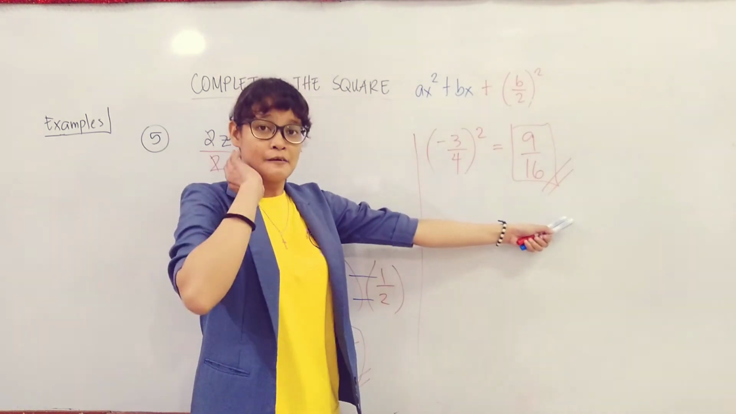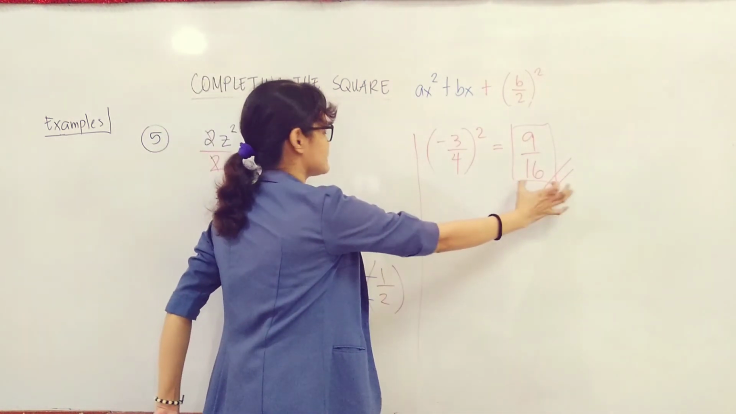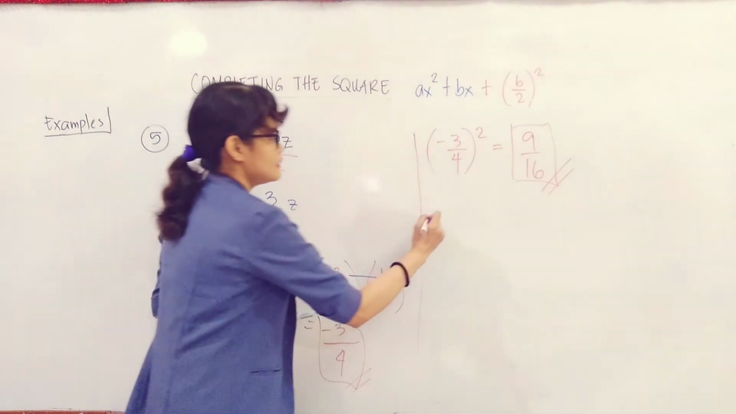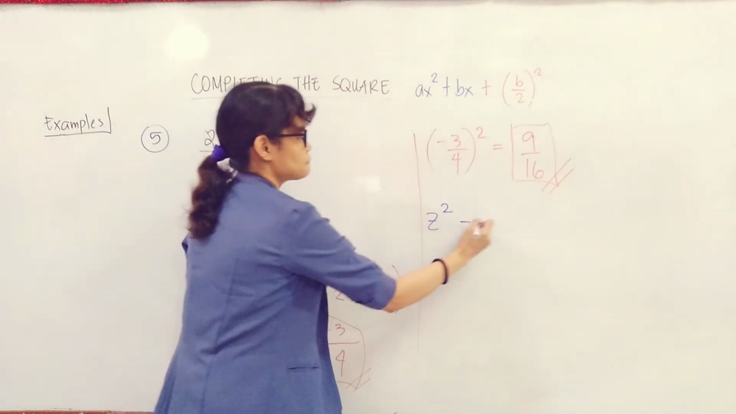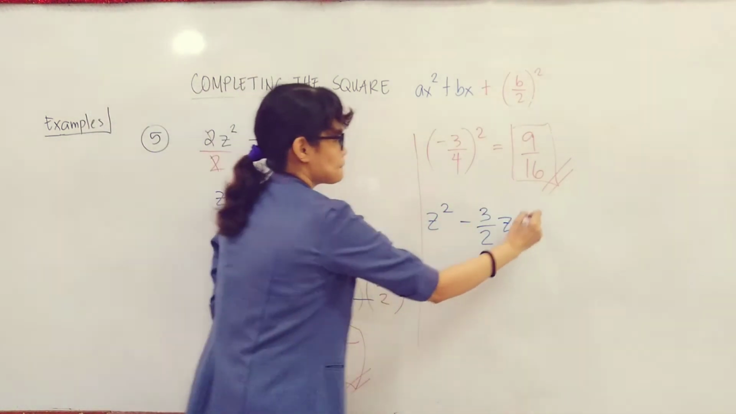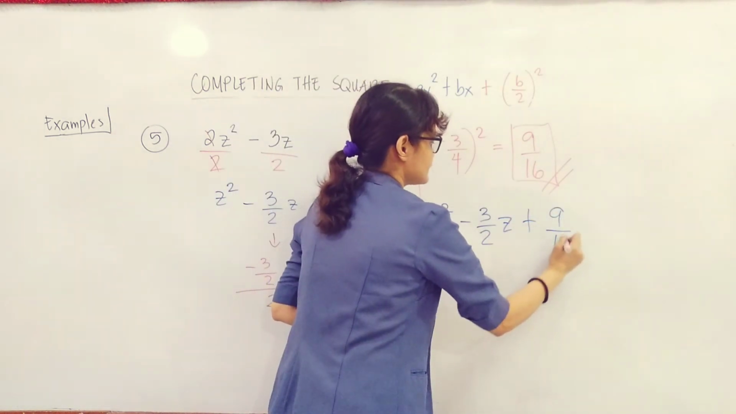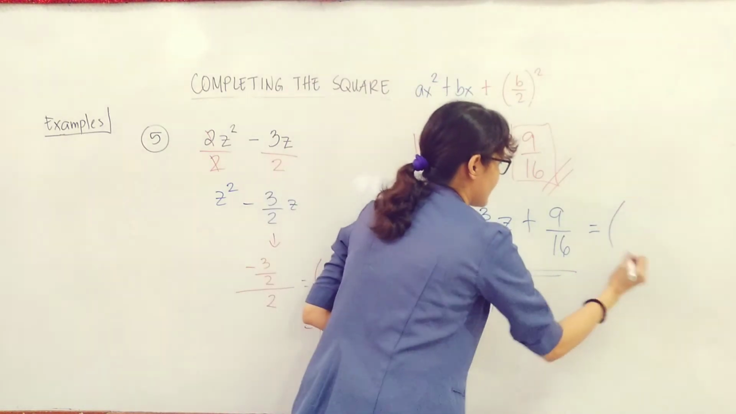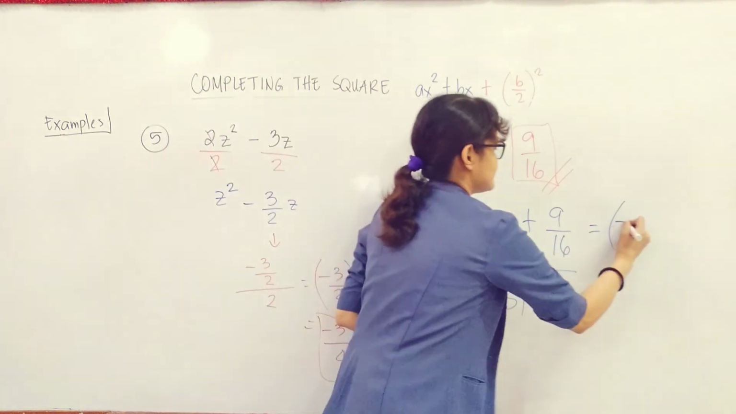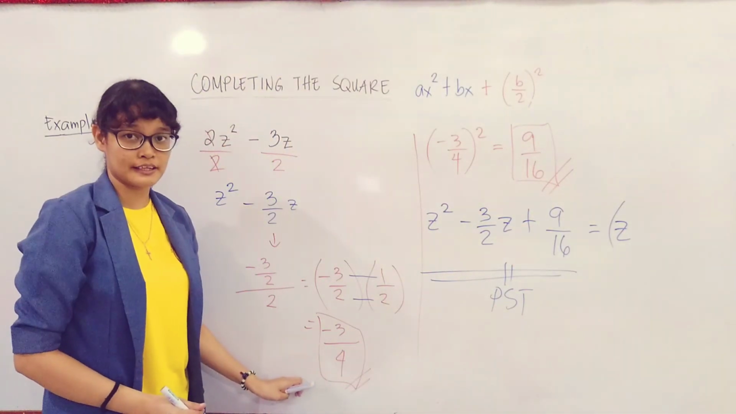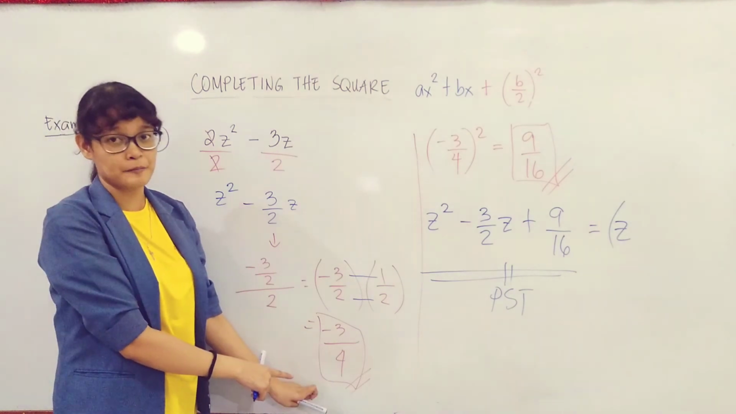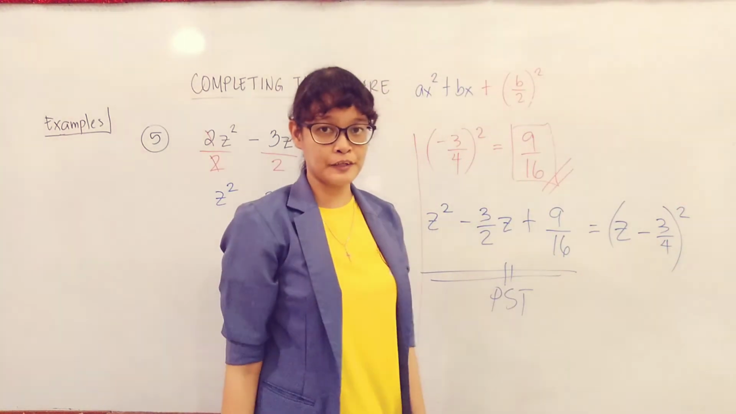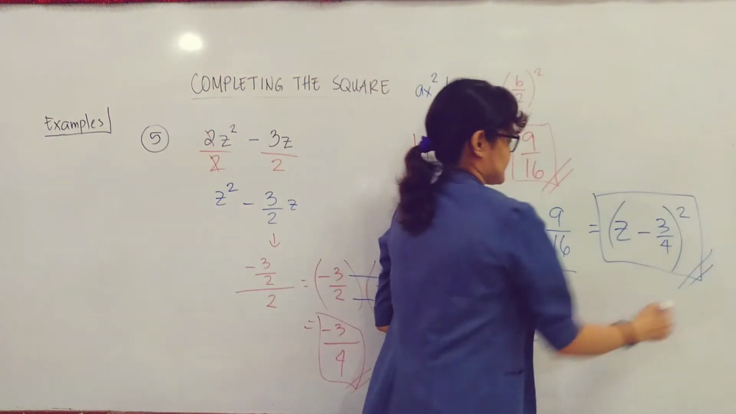That's the resulting number. Finally, sa last step natin, we just have to add this number dito sa ating bagong form na quadratic expression. So you have z squared minus 3 over 2z plus 9 over 16. Again, this is a PST, so we can write this one as, okay, so z, alright, look at the half of yung kanina ng negative 3 over 2, and that is negative 3 over 4. So just write it here, negative 3 over 4, and again, do not forget the exponent 2, and that's it. That is your answer.